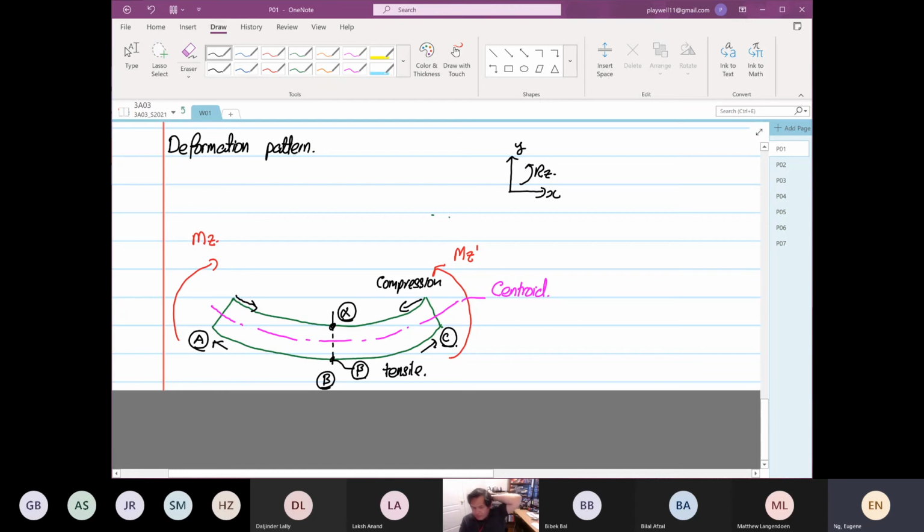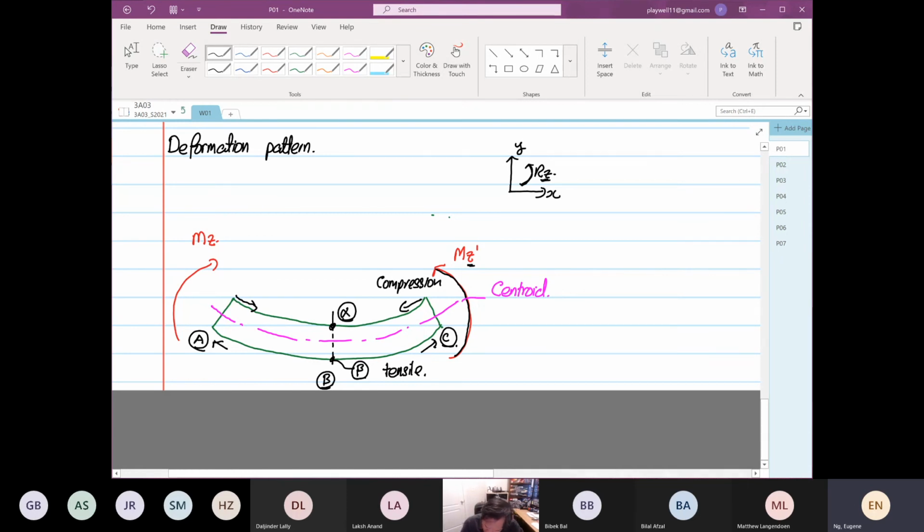So just to clarify, why is the moment about the z-axis? Okay, so if you look at a moment about z and the rotation about z, the curvature is in the same orientation. Like look at this curvature and look at this, they're the same, right? That's why it's moment about z.